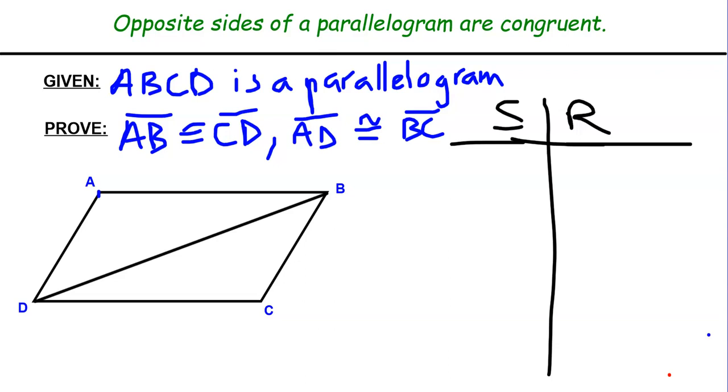Okay, since we are given that ABCD is a parallelogram, what we know because of that is that AB and DC are parallel and that BC and AD are parallel. That's part of the definition of a parallelogram.